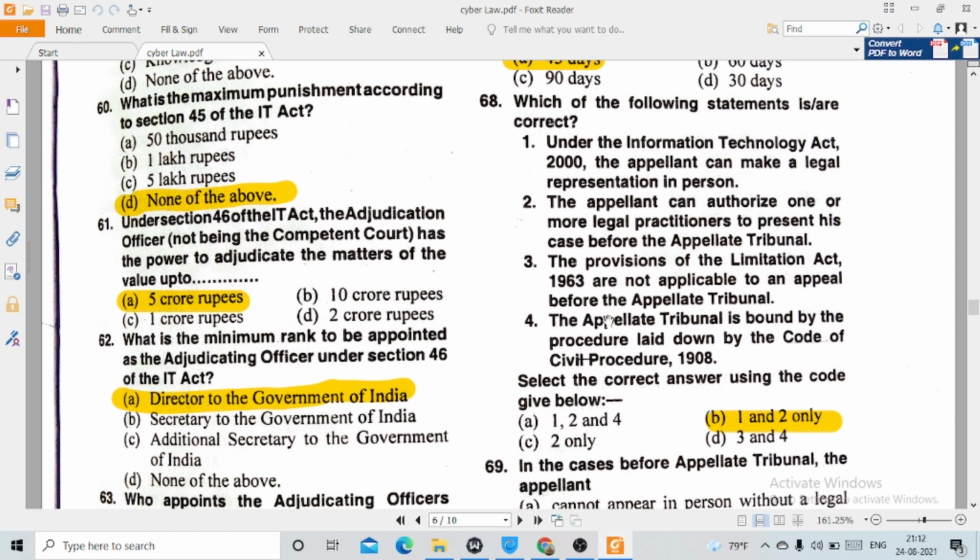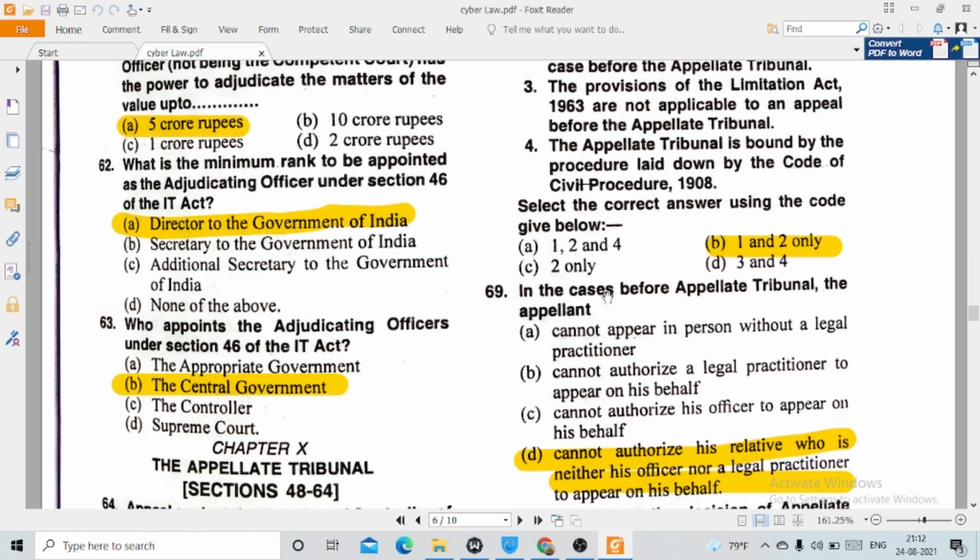62. What is the minimum rank to be appointed as the adjudicating officer under section 46 of the IT Act? This is option number A, director to the Government of India. 63. Who appoints the adjudicating officers under section 46 of the IT Act? This is option number B, the central government.